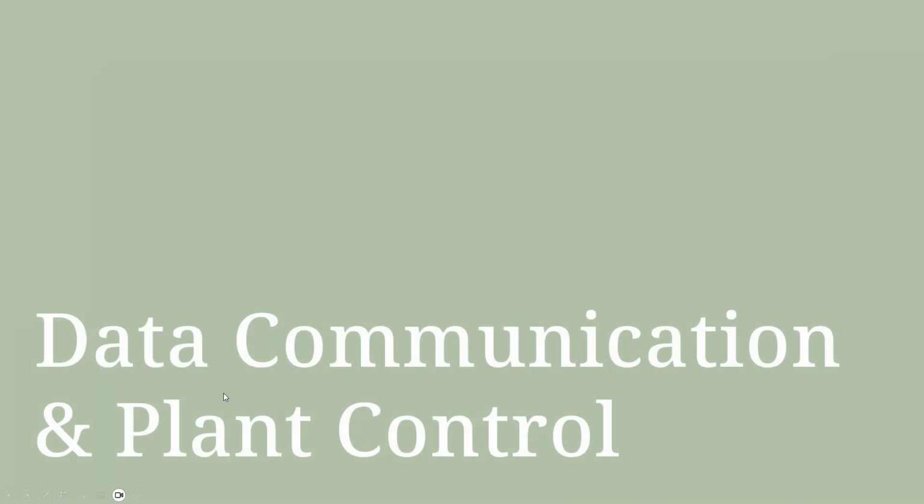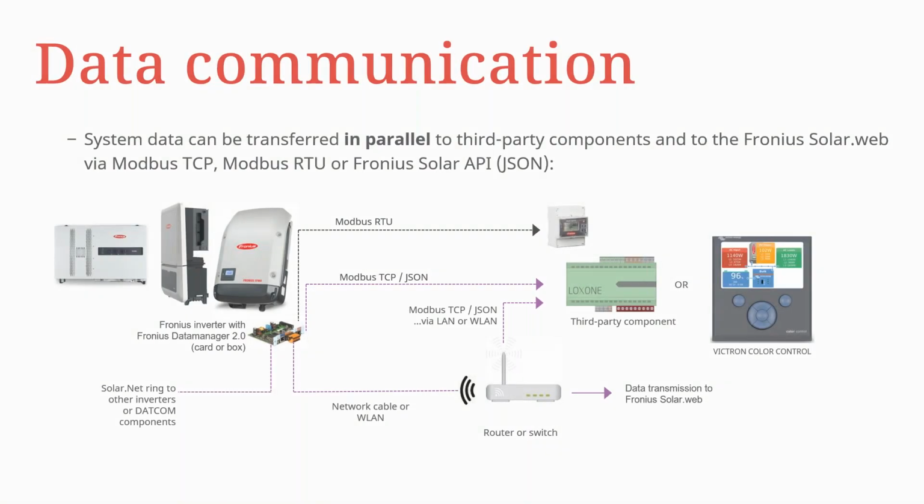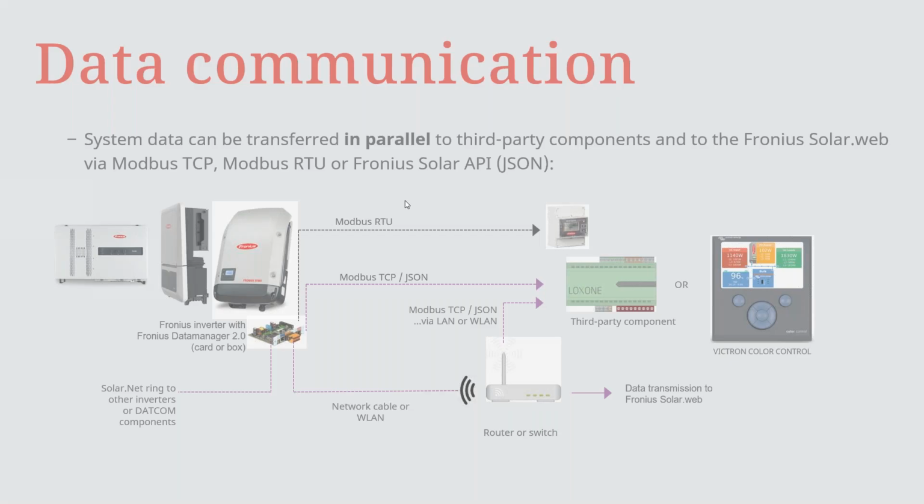Good. How about data communication and plant control? For data communication, system data can be transferred in parallel to third-party components and, of course, to Fronius accessories like the Fronius Solar.web, via Modbus TCP, Modbus RTU, and the Fronius Solar API using the JSON protocol, as you can see.